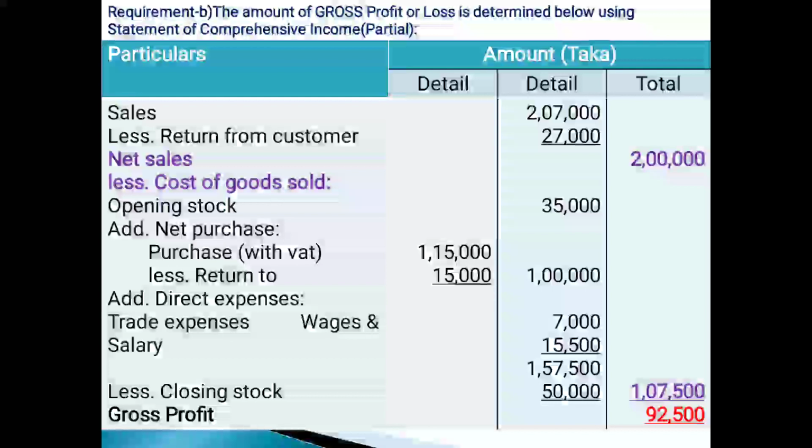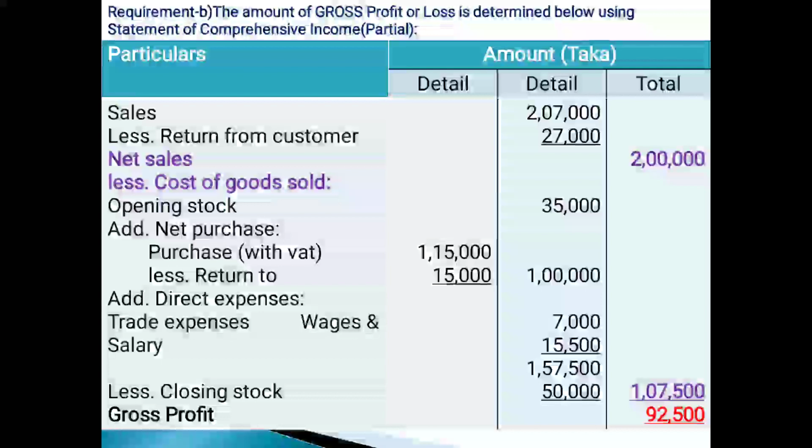And then for finding out the gross profit, you deduct the cost of goods sold from the net sales. The first item of cost of goods sold is opening stock. It is written from the trial balance, taka 35,000 in the middle column. Add net purchase, that is purchase amount 1,15,000.